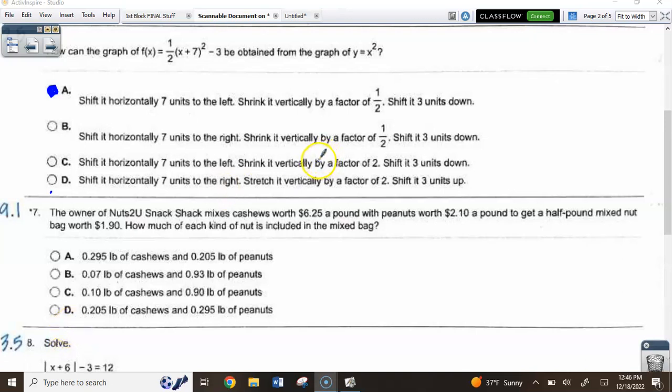Okay, this video is going to cover questions 6 through 10. Number 6 is asking you, do you know the transformations of a graph? This is from section 2.5, which I would encourage you to go back to those notes and look at because it'll have more details than I can provide here.